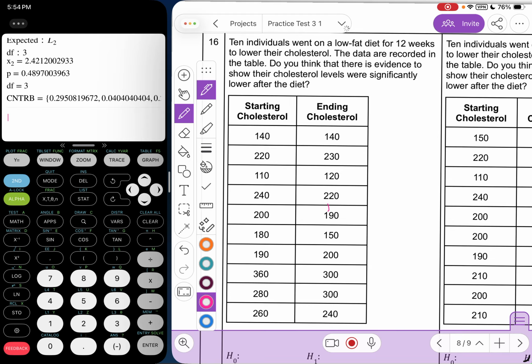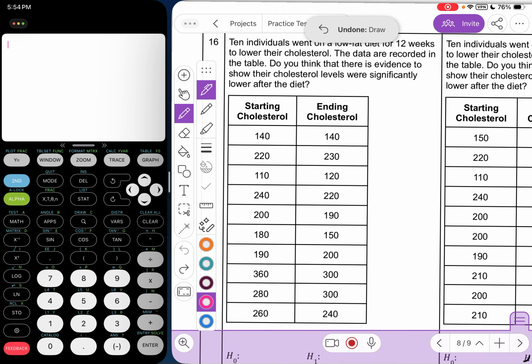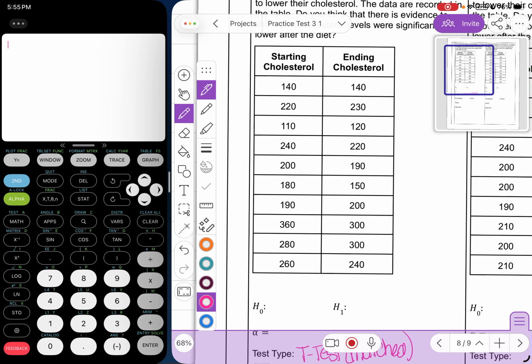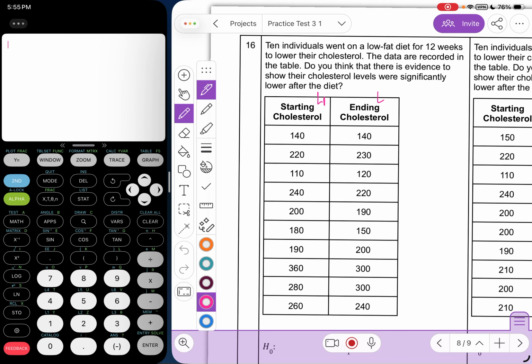All right. 10 individuals went on a low-fat diet for 12 weeks to lower their cholesterol. The data are recorded in the table. Do you think there's evidence to show that their cholesterol levels were significantly lower after the diet? So we have 2 samples, but it's the same person. So this is going to be in matched pairs. So this is going to be a t-test, but it's matched pairs. So we're going to do that L3 list where we subtract things. So we're going to put the starting in L1, the ending in L2, and then in L3, we're going to do L1 minus L2.